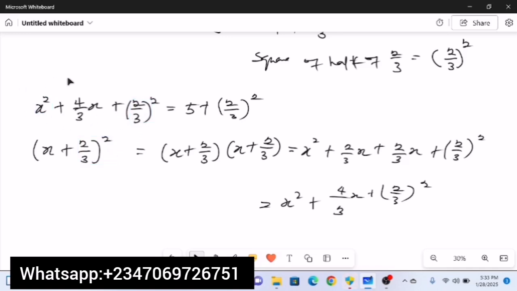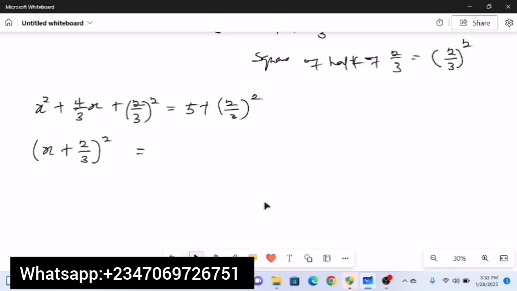So which means the whole of this equation can be written simply as what? (x + 2/3) to the power of 2. Alright, so let's take off this now. Okay, so now we know that (x + 2/3) squared represents the entire left hand side of the equation. So this simply becomes 5. So we can now expand the right hand side.